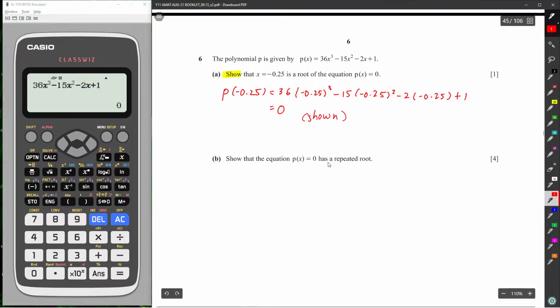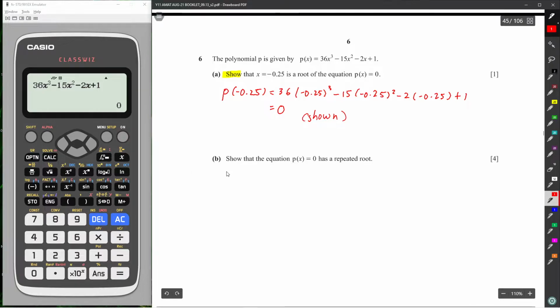B. Show that the equation p(x) has only a repeated root. Now, how do I show this? Before I proceed to show this equation has a repeated root, I will have to factorize my cubic equation. So let's factorize this using the information that we have from A. Since from A we know that when we substitute x equals negative 0.25 into p, we get 0, then from the previous question, we can deduce that.